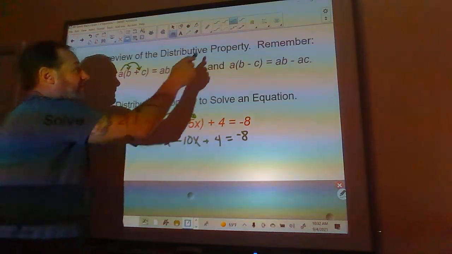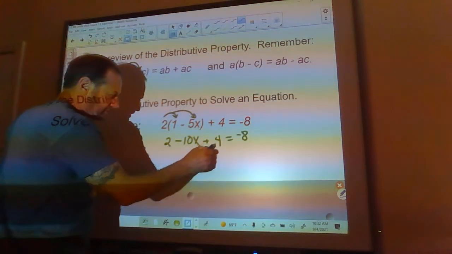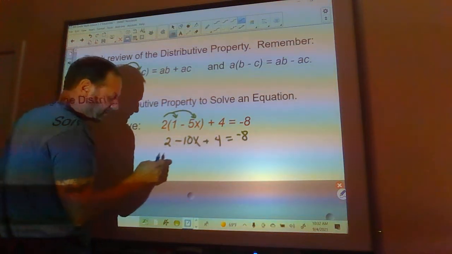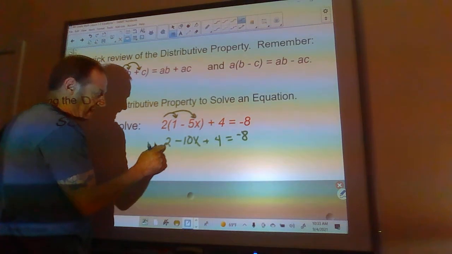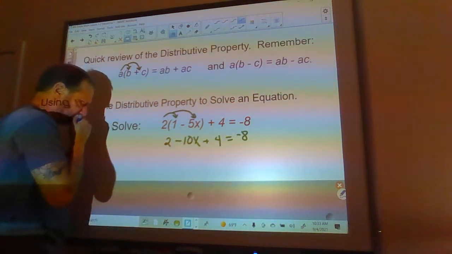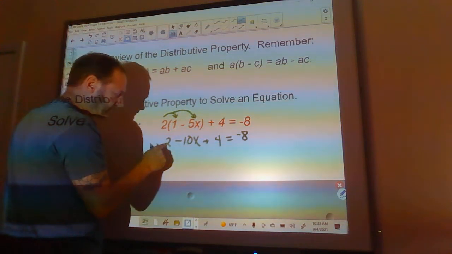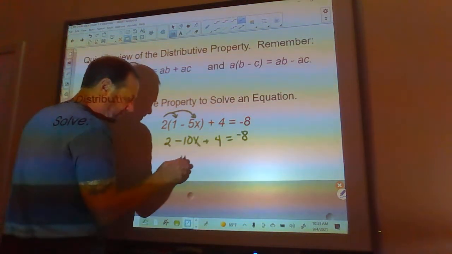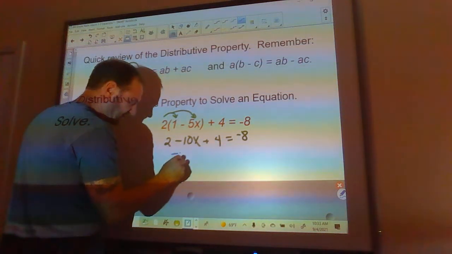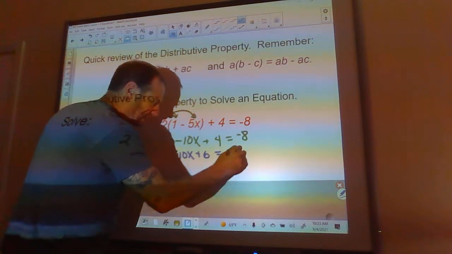Now, the next thing that I need to do is I've got like terms to combine. I've got 2 and 4 here. So 2 plus 4. Remember the signs, the sign goes with the number right after it. So this doesn't have a sign, so it's positive. The negative goes with the 10. So 2 plus 4 is 6. So we're going to write it as -10x plus 6 equals -8.